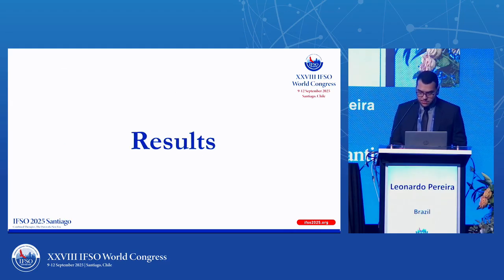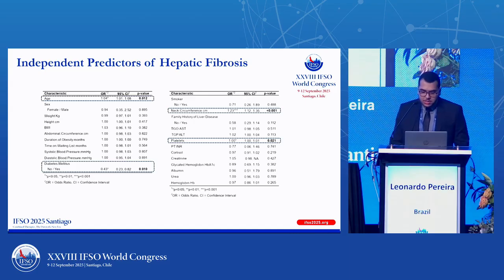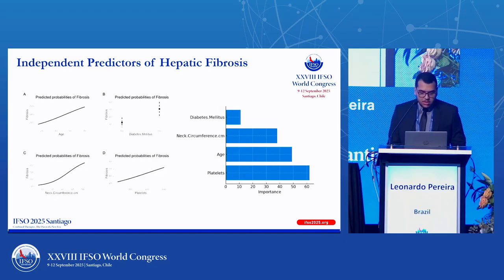Let's check the results. In our logistic regression model, we found 4 predictors of liver fibrosis, all with p-value below 0.05. The most important variable was platelet count. Lower values were strongly associated with fibrosis, reflecting early portal changes. Next came age. Older patients had a significantly higher risk. Then we had neck circumference, which also was positively associated with fibrosis risk. And finally, type 2 diabetes. Although still significant, it had a smaller impact in our model.